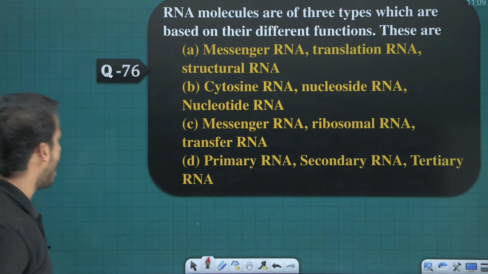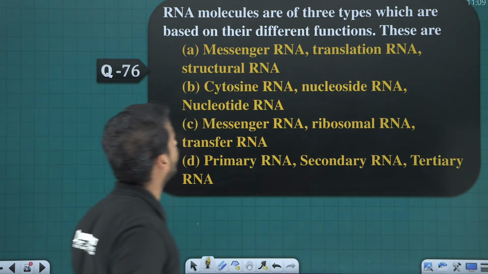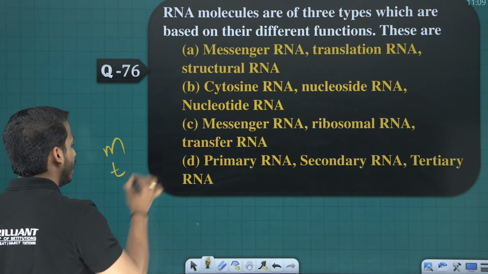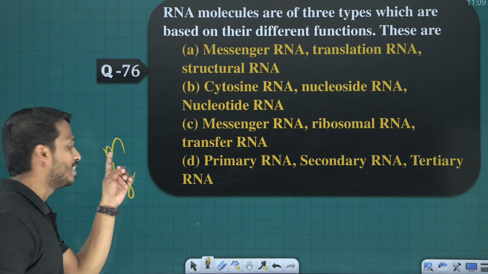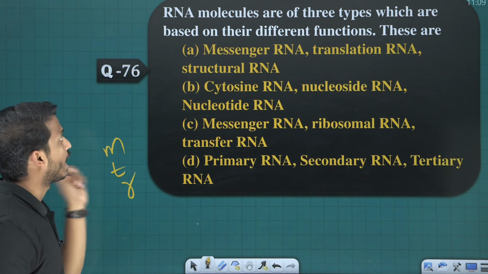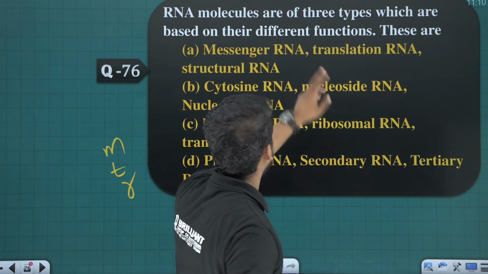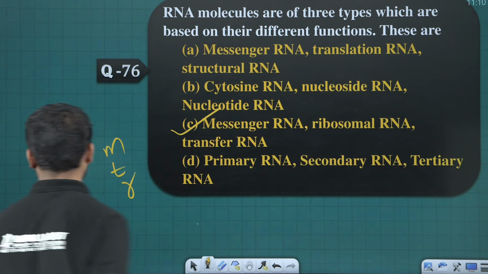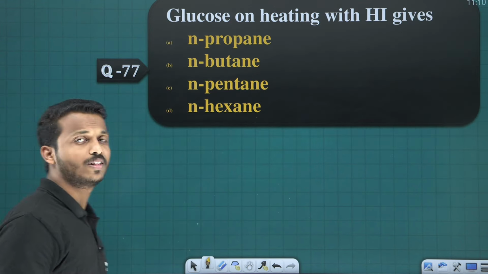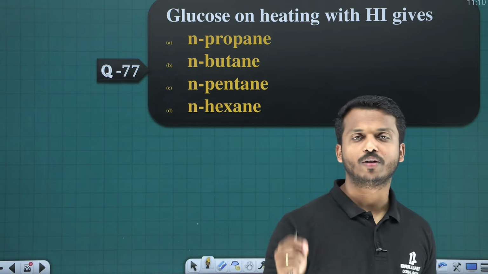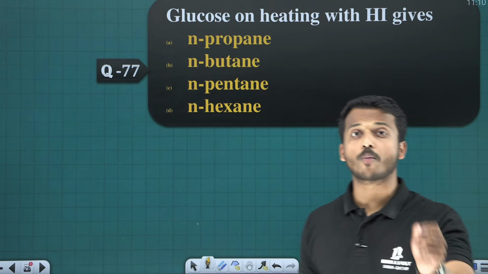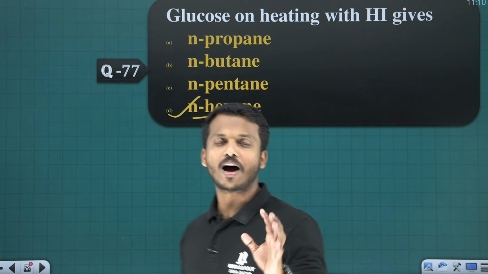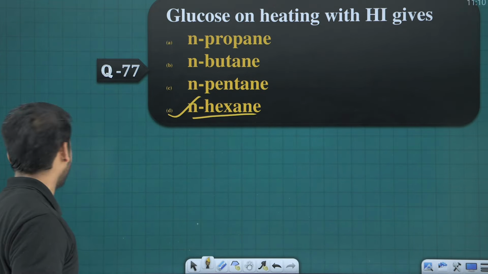Ready? And RNA molecules are of three types. Which are the different types of RNA? mRNA, tRNA, rRNA. Messenger RNA, transfer RNA, ribosomal RNA. Messenger, not translation. Messenger, ribosomal and transfer RNA. C. Now glucose on heating with HI. Glucose when heated with hydrogen iodide, we will get normal hexane, which proves that all the 6 carbons in glucose are in a straight chain.